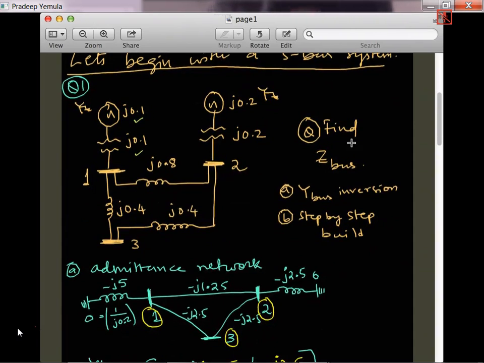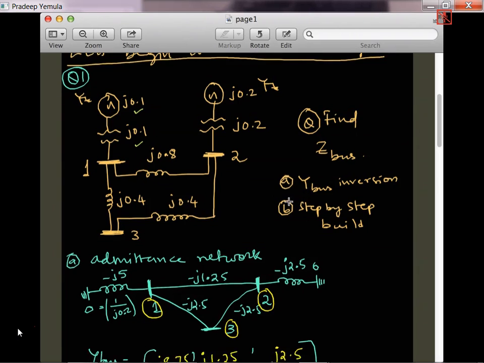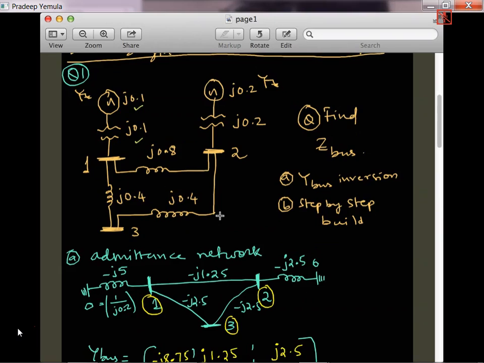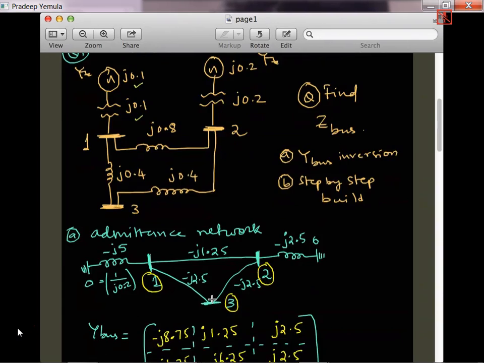Basically this is a review of Z bus building. We went through two methods. The first method is to find the Y bus and then invert the Y bus. That is method A, and method B is step by step. First I found method A. You can see on the screen the reactance diagram we converted into an admittance diagram. So this J4 has become minus J2.5 and J0.8 has become minus J1.25 and so on. This entire circuit I converted into an admittance network.